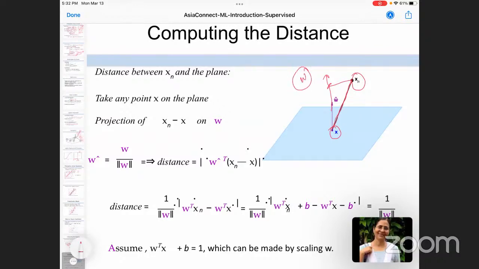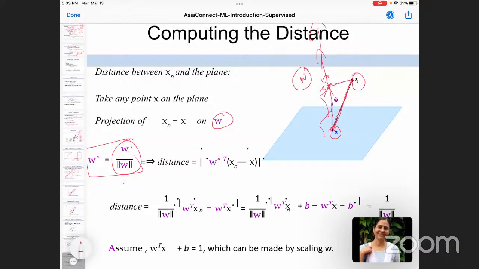W can be many things, because a vector, if you don't define it as a unit vector, this is W, this is W, this is W. It can be many vectors, the same direction but different scale. So we are defining a unit vector, just normalizing the vector with its norm. This is called a unit vector. So we are doing the projection of this line on the unit vector. Then this is the distance from xn to the plane.